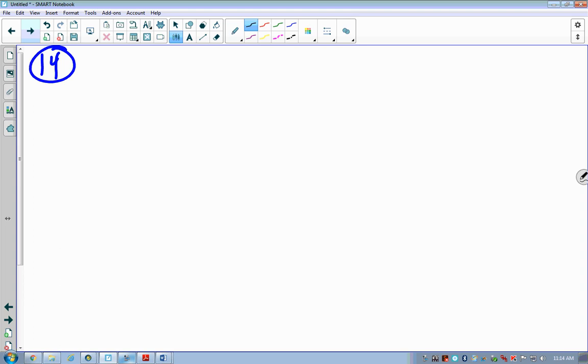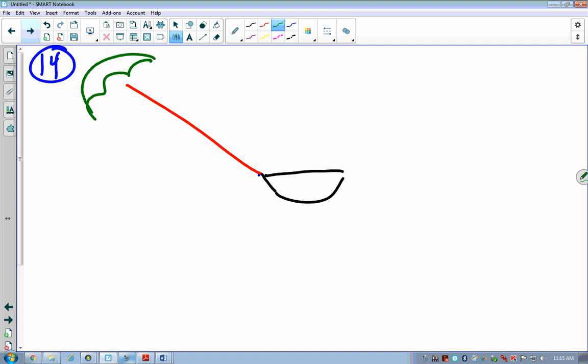I don't know if you've ever seen parasailers, but basically here's a boat, here's a rope, here is a parachute. So that's what we're looking at. Now we're going to assume that the water level is right there. I know that's not exactly how it works, but we're making a right triangle.